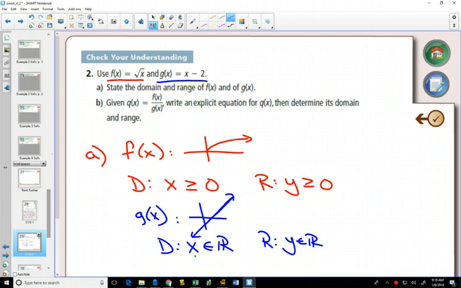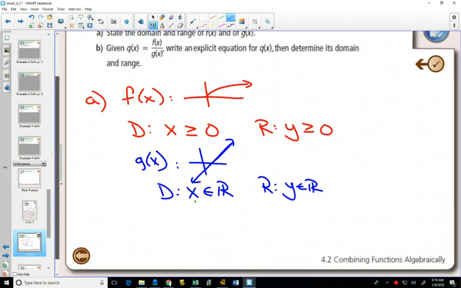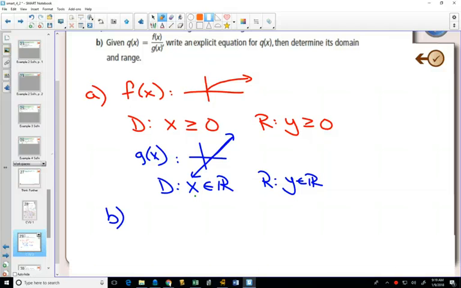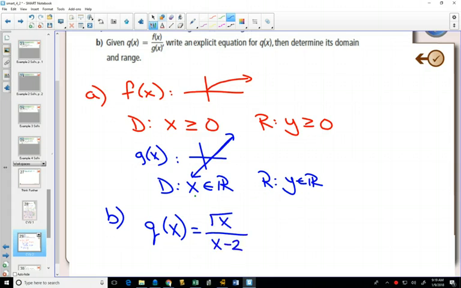Part B, we're going to take f of x and divide it by g of x. So the explicit equation is in terms of x only. F of x is the square root of x. G of x is x minus 2. That would be our explicit equation. And we want to figure out the domain and range.